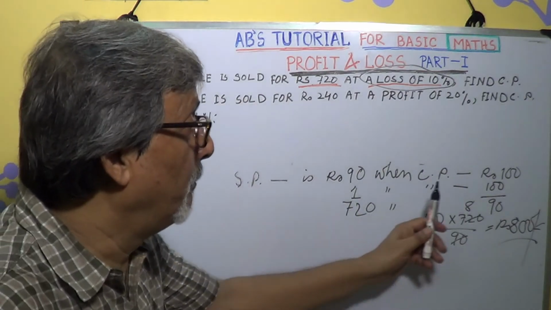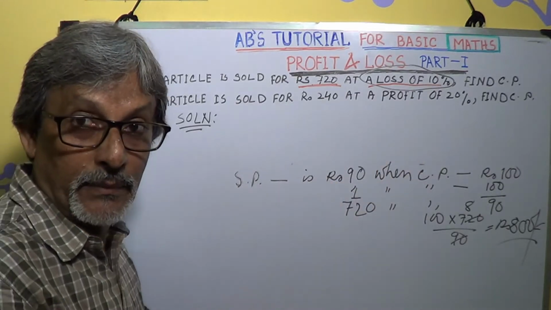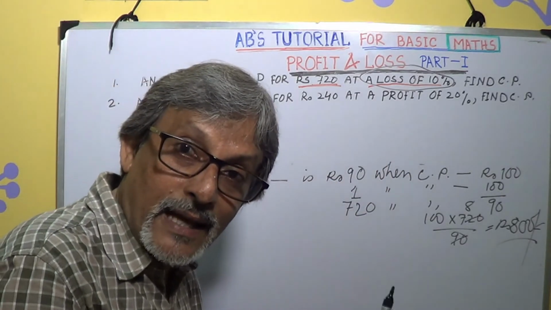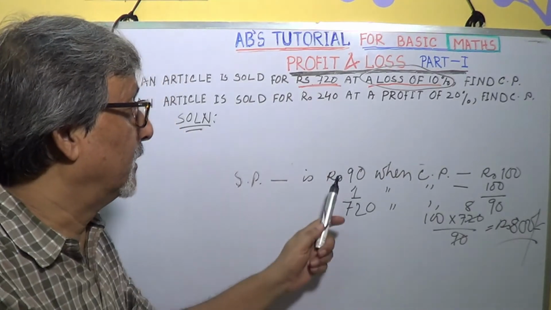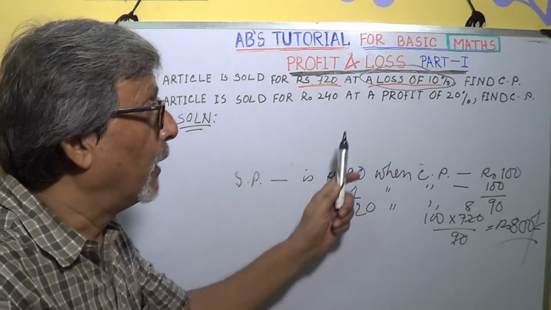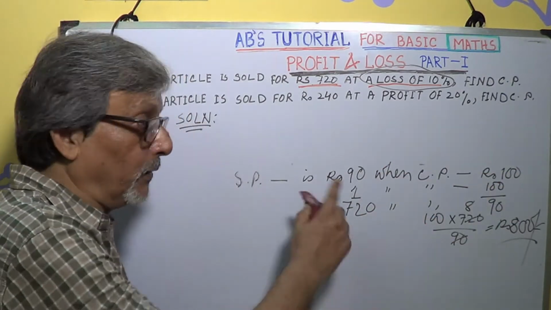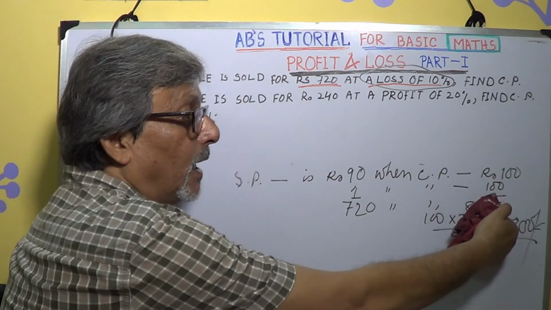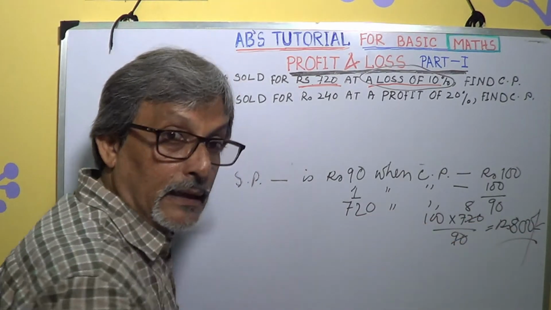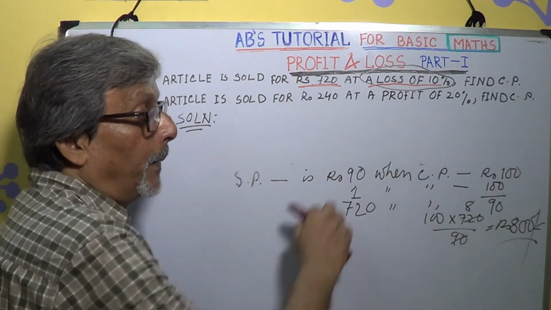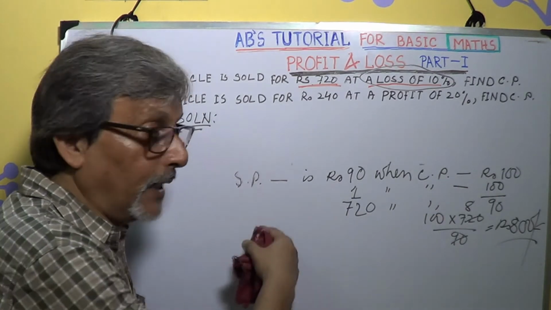You can do this sum mentally from here, because 10% means rupees 10 subtracted from 100, so this becomes 90. SP is given, so we will start from SP and we have to find the CP. The cost price will be on the right side. So 90, 100, 100 by 90, 720. Only these steps you have to follow, and you need not write all these things.